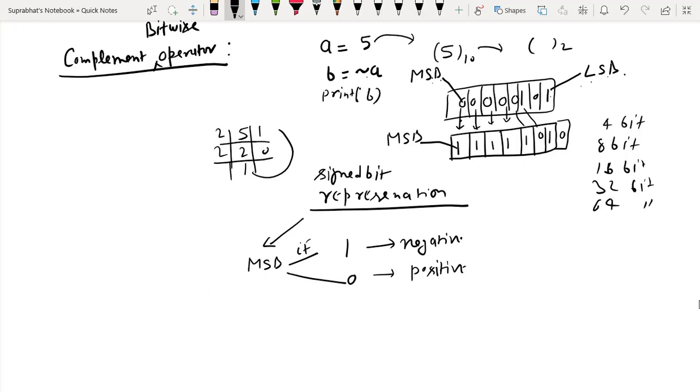Now when we have taken the complement, if we see the MSB, the value of MSB is 1. It means now it is like this: 1 1 1 1, then 0 1 0, 1 2 3 4 5 6 7 8. This is MSB. It is 1. It means this is a negative number. So the computer can't understand negative. So how will the computer represent it?